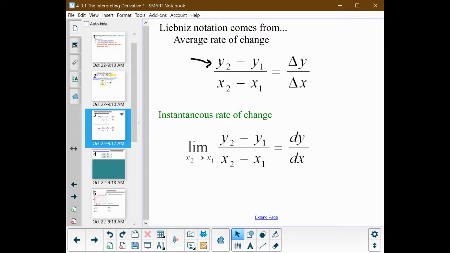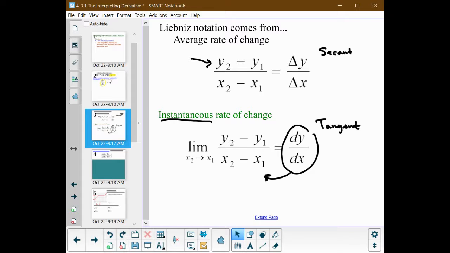Derivatives are the instantaneous rate of change, and so in this case we're looking at the limit as x2 and x1 are getting infinitely close to each other. So no longer are we looking at this as a secant line, but as a tangent line, or the slope of the tangent line. Slope of a tangent line is another way to say the instantaneous rate of change or derivative. So this notation directly comes from that. That dy dx is used because it's finding the slope of that tangent line, or the value of the limit as the x coordinates get closer and closer together.